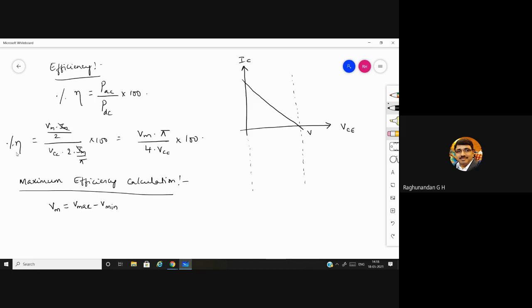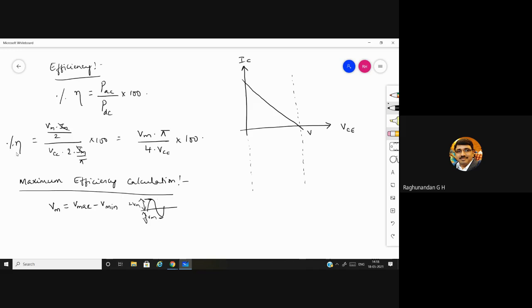There we were having a complete cycle. In that complete cycle, this was the signal, and this was considered as our Vmax value, and this was considered as our Vmin value. Even this is also Vm, this is minus Vm, this is plus Vm. That's why we are taking Vmax minus Vmin divided by 2.